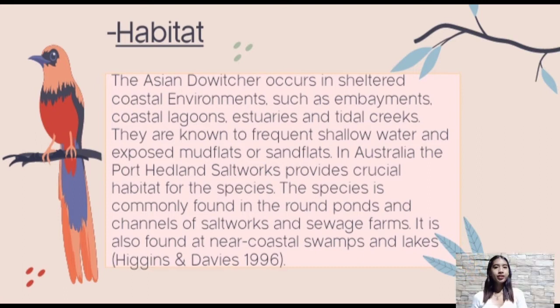So now let us proceed to its habitat. The Asian Dowitcher occurs in sheltered coastal environments, such as embayments, coastal lagoons, estuaries, and tidal creeks. They are known to frequent shallow water and exposed mudflats or sandflats. In Australia, the Port Hedland saltworks provides crucial habitat for the species. The species is commonly found in the bunds and channels of saltworks and sewage farms. It is also found near coastal swamps and lakes.